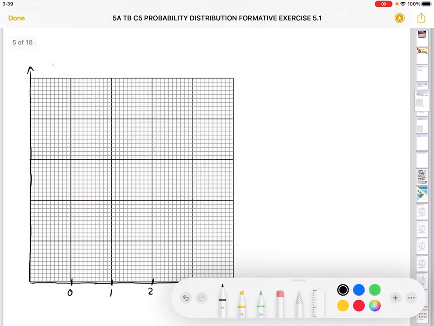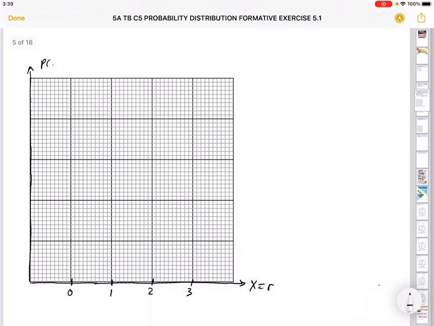All right, so this is x equals to r. So we'll use 0, 0.1, 0.2, 0.3. The largest value I can see from the table is 0.35, so we don't have to go beyond 0.4, right? But if you want to label 0.5, go ahead.